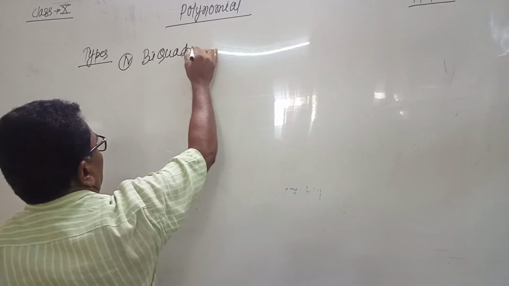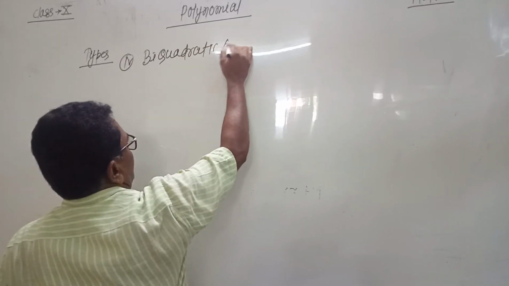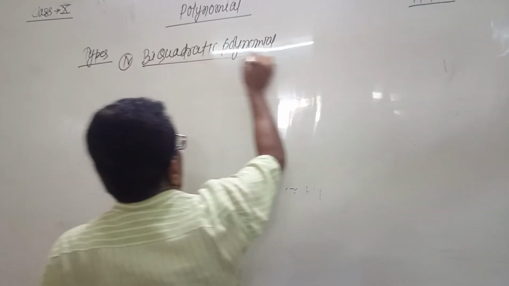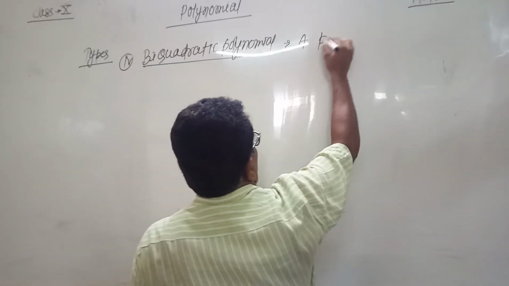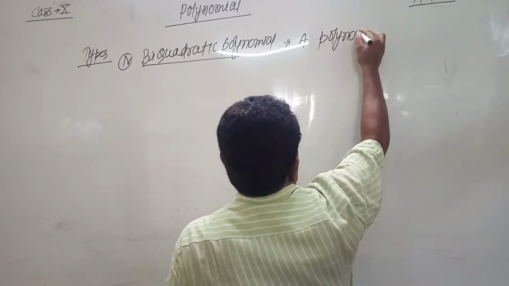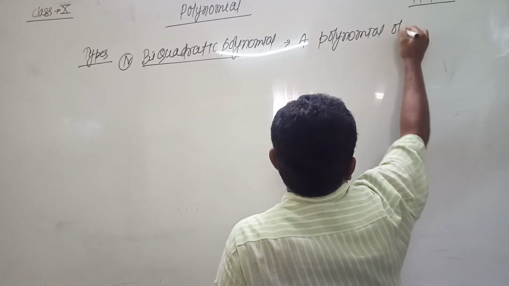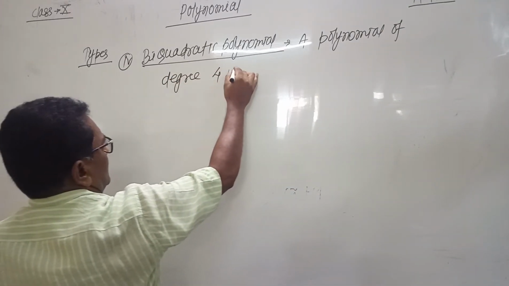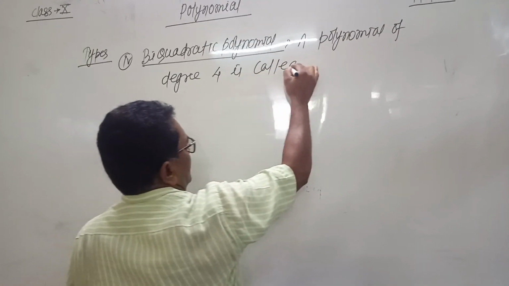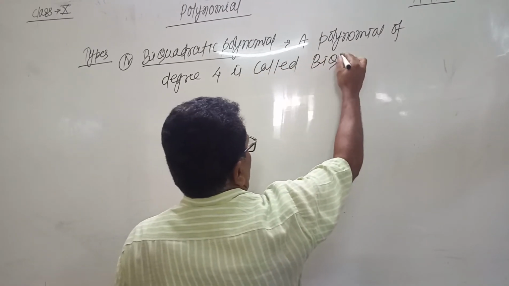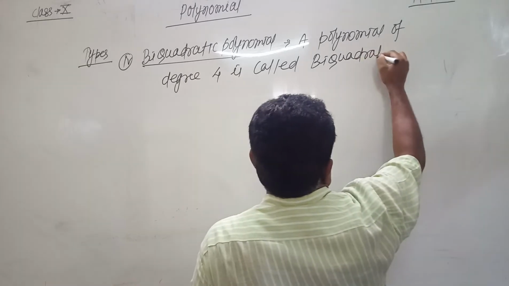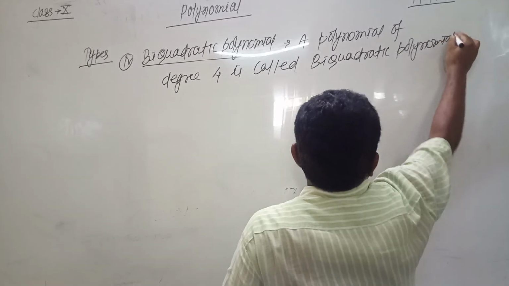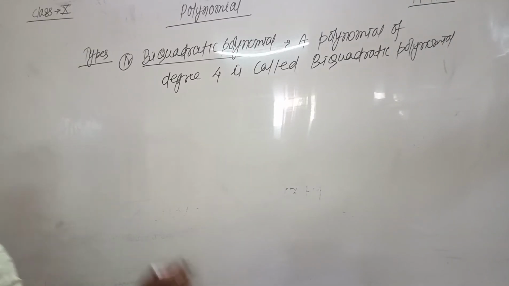Biquadratic polynomial. A polynomial of degree 4 is called a biquadratic polynomial.